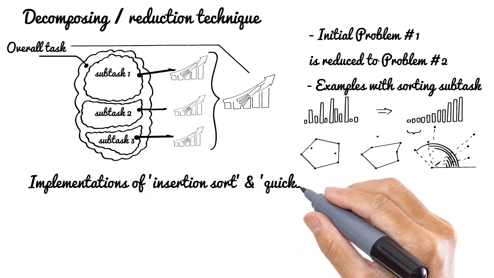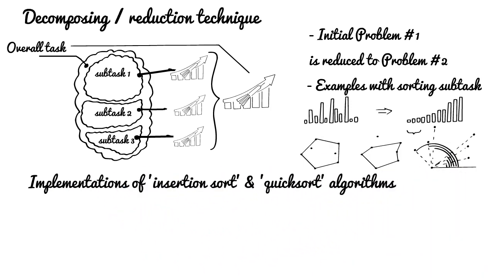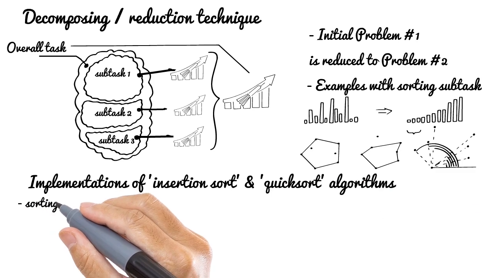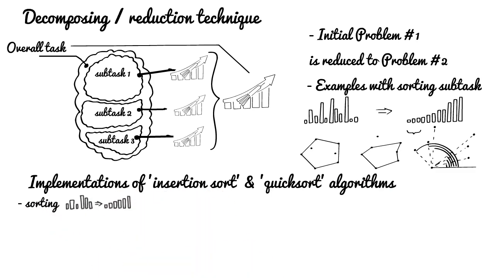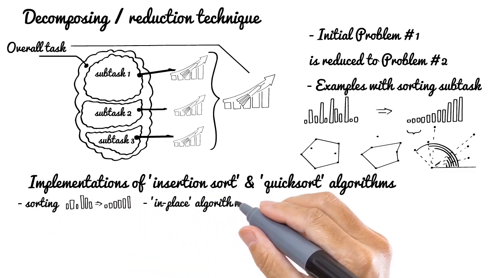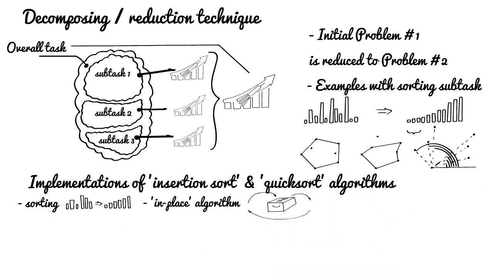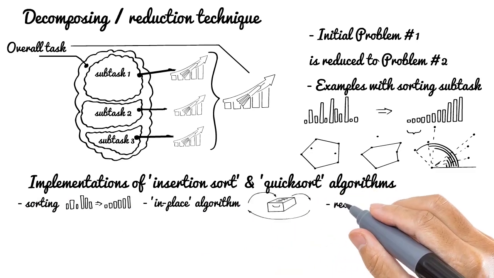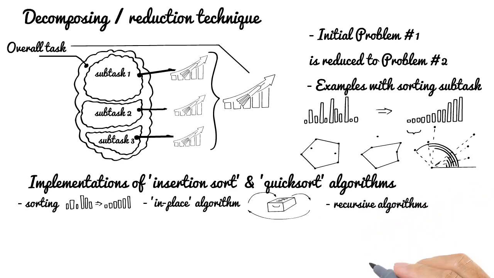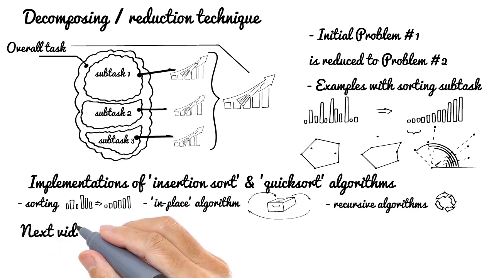And finally, we discussed implementations of insertion sort and quicksort algorithms. We discussed what a sorting algorithm is. We introduced a few terms: in-place algorithm, which uses the same memory for output which is used for input data as well, and recursion, recursive algorithms. An algorithm is considered to be recursive if it contains a procedure which calls itself directly or indirectly.